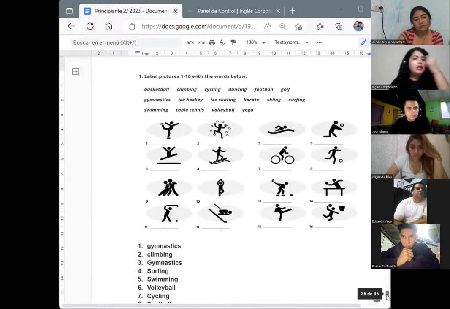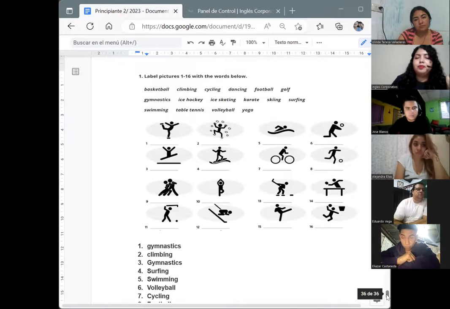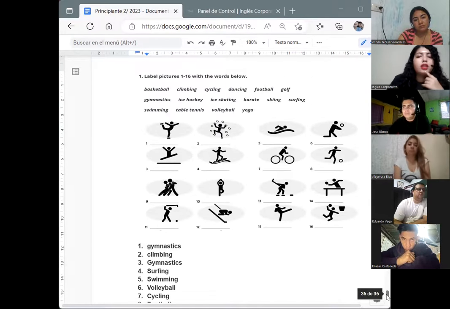Tenemos basketball, que ya vimos que es el número 16. Climbing, que es el número 2, ya lo tenemos porque está subiendo, ¿verdad? Cycling es el número 7 porque es ciclismo. Dancing lo tenemos en el número 9 porque vemos una pareja bailando. Football lo tenemos en el número 8. Golf lo tenemos en el 11. Gymnastics lo tenemos en el número 3 porque están haciendo gimnasia. Ice hockey, que es el que pusimos nosotros solo como hockey, que es el número 13.